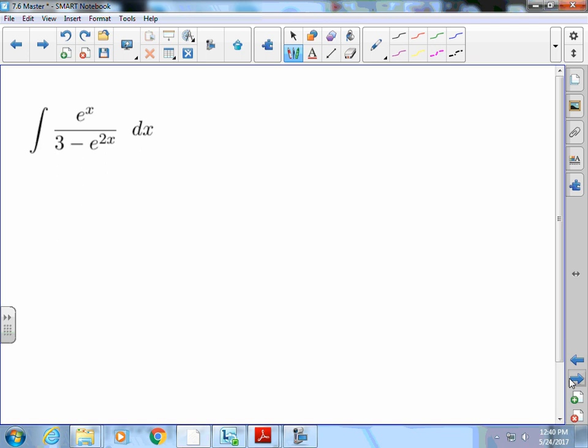Now we've got to try to be tricky about this. What can we do? Well, let's try this. Let u equal e to the x. Well, then du is equal to e to the x dx, which is good again because here's the e to the x.